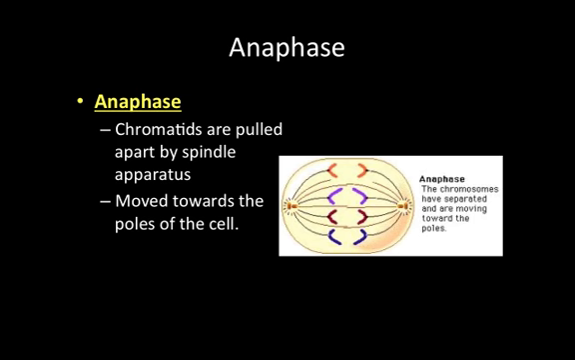Anaphase is where the spindle fibers begin to contract and the chromatids are pulled apart by the spindle apparatus. This ensures identical genetic information for each half of the cell. Those chromatids are then moved towards the poles of the cell, closer to the centrioles. So they're being pulled apart from the center of the cell in anaphase.